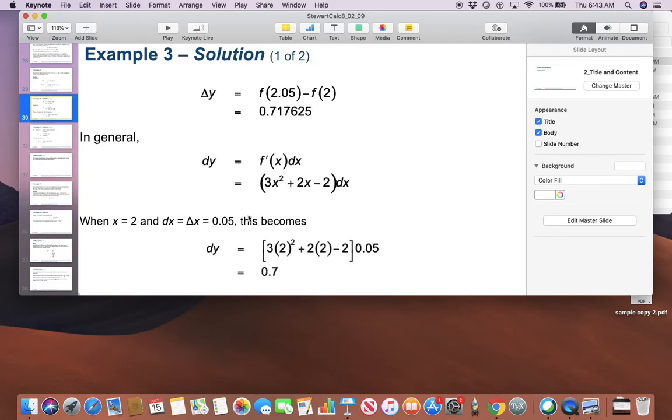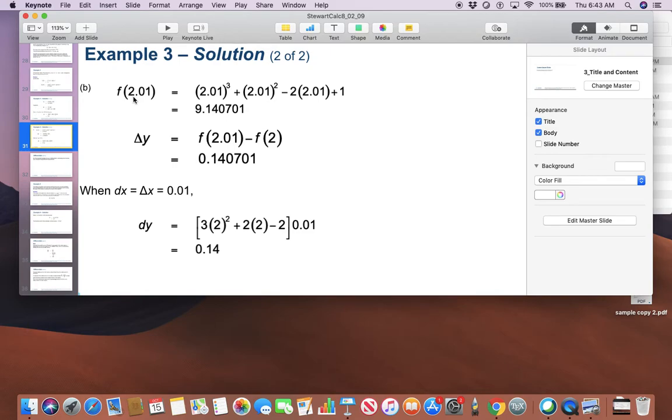There. 0.05. So you are placing 0.05 there because dx is the same as delta x. And dy, when you calculate, you get this. Look, dy is close to delta y. Delta y is the actual difference between values. dy gives you an approximation because it's going to use f prime. In other words, it's using the linearization.